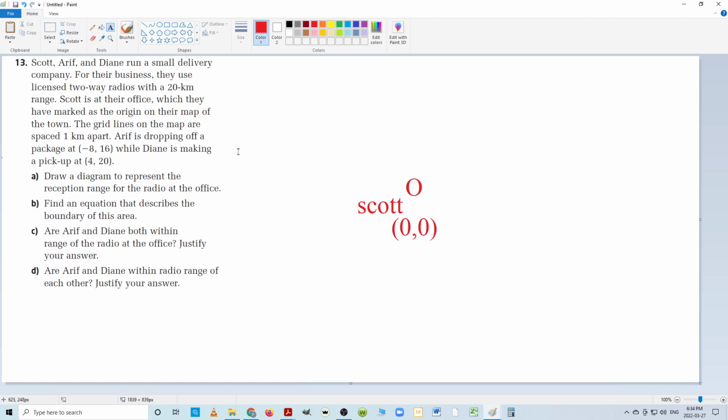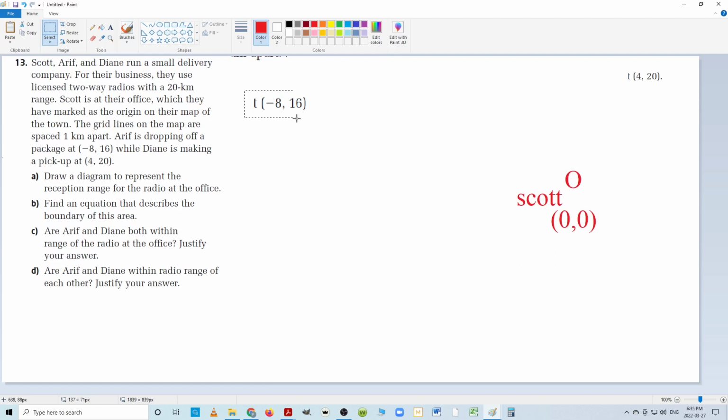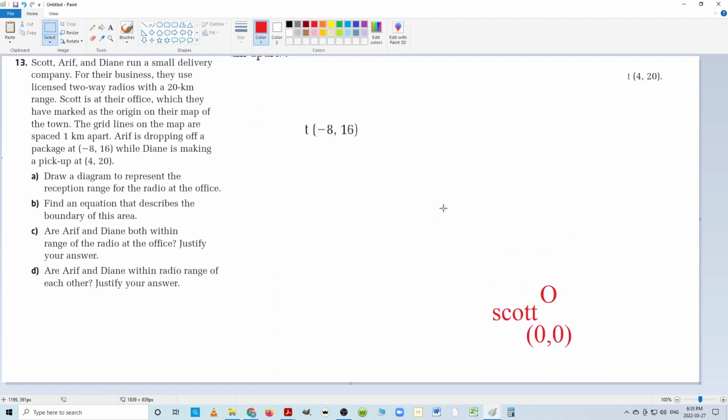Arif is dropped off at a package of -6, 18, or -8, 16, which is going to be somewhere up here, left and up. And Diane is making a pickup at 4, 20, which is going to be right and way up, higher than that. This one's going to be, yeah, Scott's going to be closer to this one, but this one's going to be lower like that. Scott, if I put Scott closer to where he is, it's something like that.